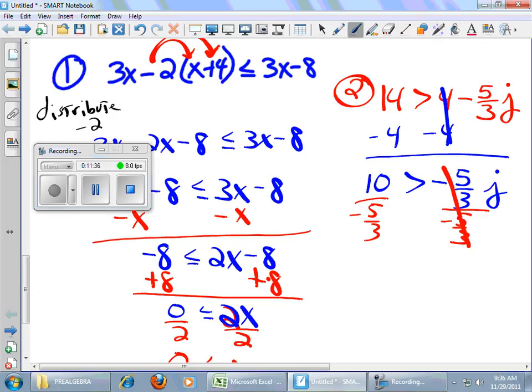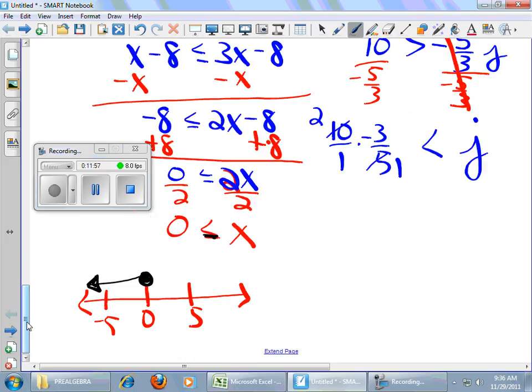Those will cancel. I'll be left with j. I divided by a negative, so my inequality flips. And now I have 10 over 1 times -3/5. Well, 5 goes into 5 once, goes into 10 two times. 2 times 3 is 6, but it's a negative answer, so I get -6 is less than j.